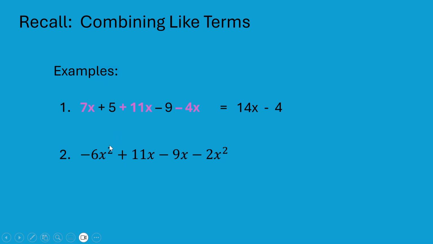So the ones that have x to a power of 2, this one and this one, these are like terms with each other. And then these that just have plain old x will be like terms with each other. Okay? So the negative 6x squared and the negative 2x squared we can combine, and that will give us negative 8x squared. And then the 11x minus 9x will give us positive 2x, and this will be your final answer. Okay, so this is how we combine like terms before. So let's take a look at adding.